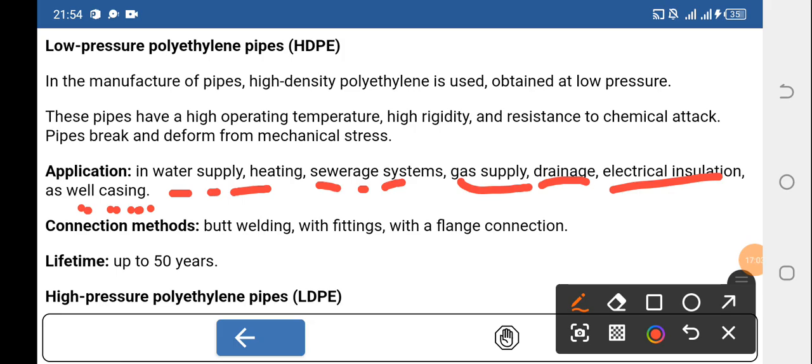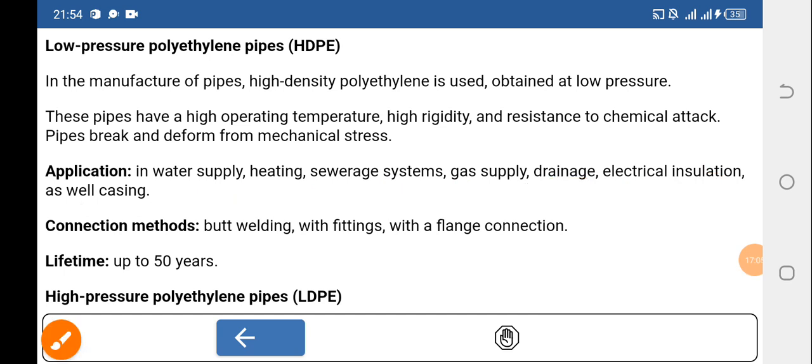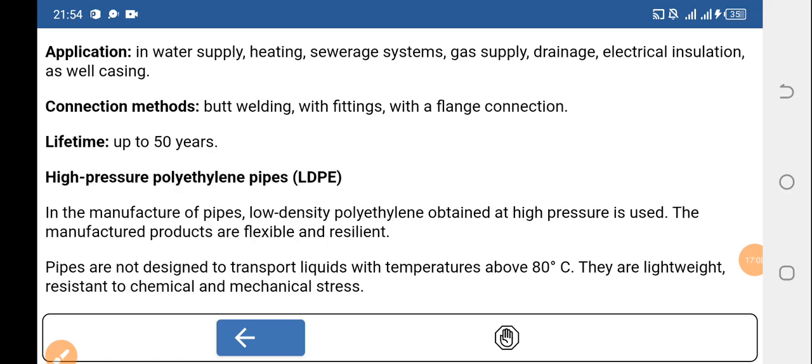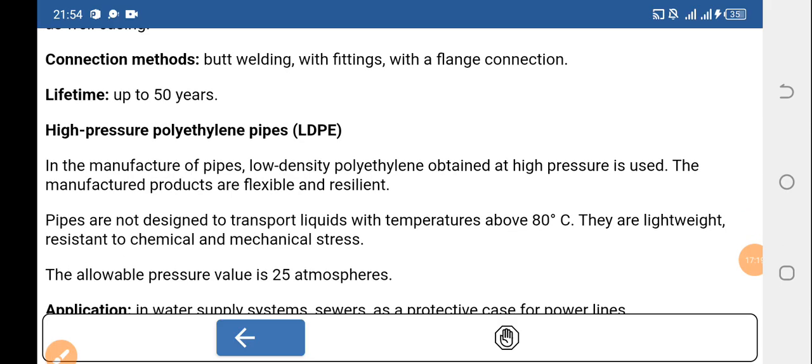Apart from that, we may also look at the connection. I think I talked about butt welding, with fittings, with the flange connections. The lifespan is 50 years.